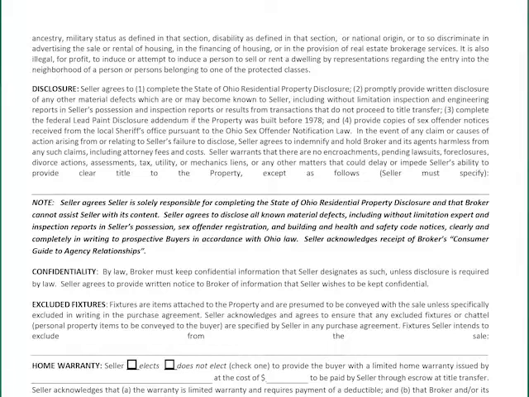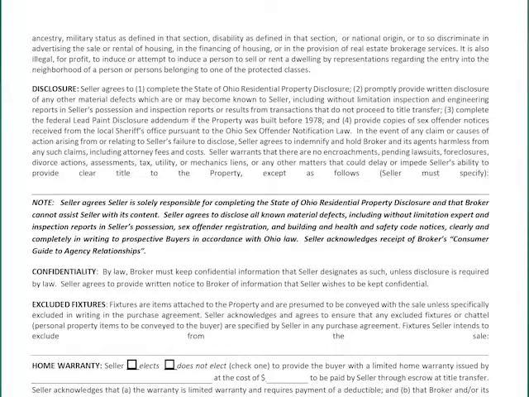Sometimes people don't know if they can or not, but some people do know that they have issues they need to get taken care of. So that's also what this whole disclosure section is about. And if they don't have any, there is a line there, and you have to write none. Let's go down to excluded fixtures.